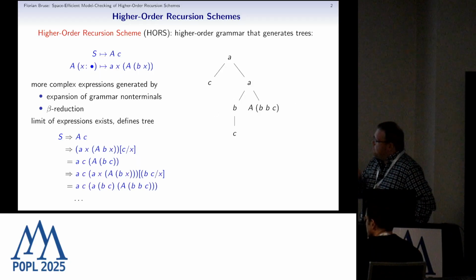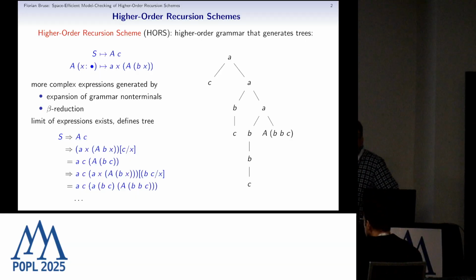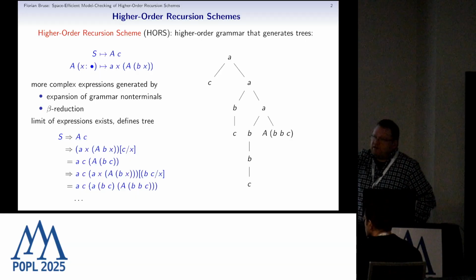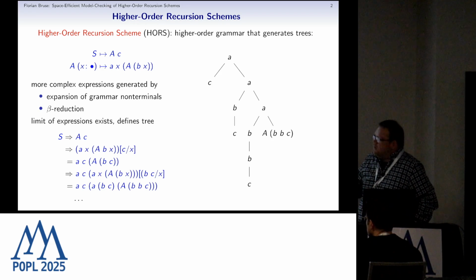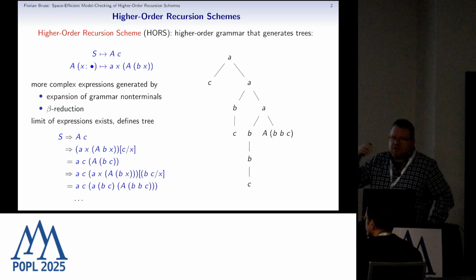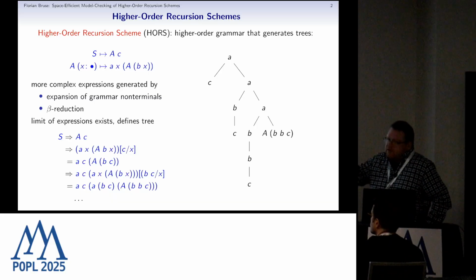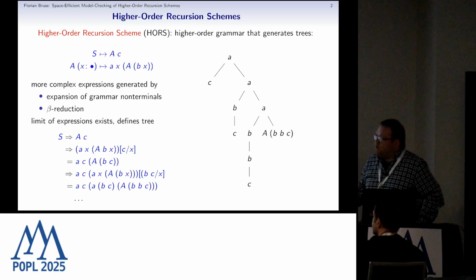And then you continue, and what you see is, if you keep doing this, basically the upper part of the tree keeps staying the same. And then you can do some sort of limit construction, and then such a recursion scheme actually defines a tree. Typically, you have to pay a bit of attention for some special cases, but let's not worry about this.